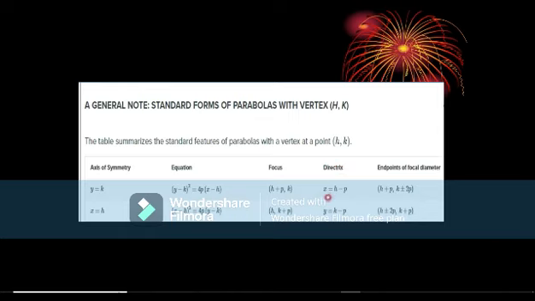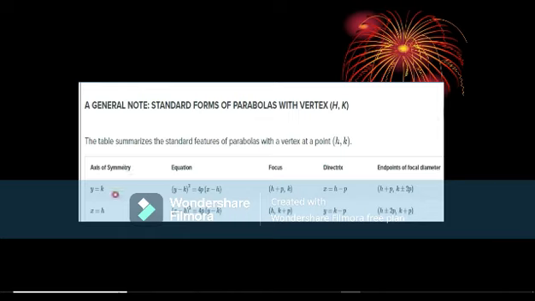The directrix is x = h − p. And the endpoints of the focal diameter, you have to take note of this one because this has not been mentioned in the previous video lesson. The endpoints of the focal diameter are (h + p, k ± 2p).